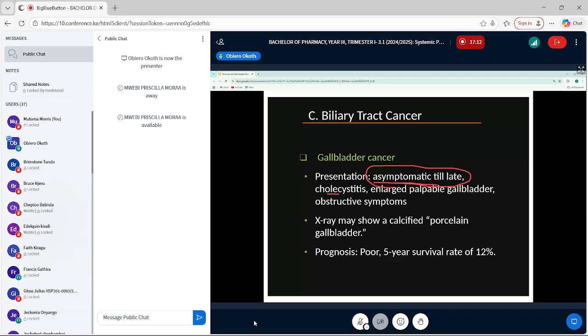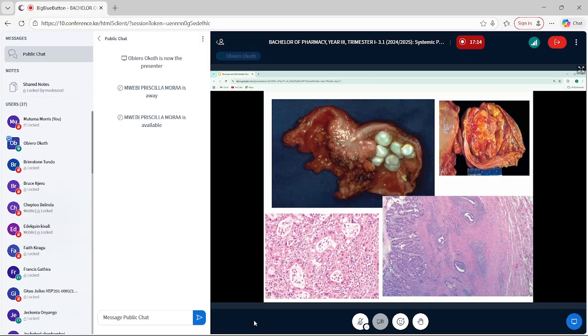Yes, you can see this one has stones, but there's a mass here. This is the normal gallbladder wall. There's a mass here. There's an exophytic tumor. This is tumor.